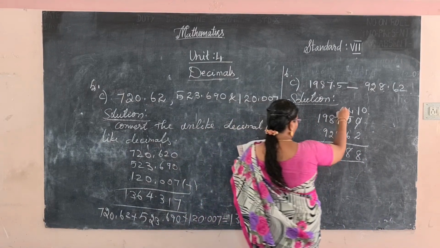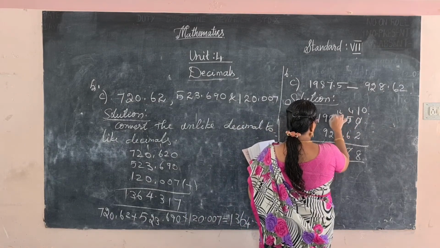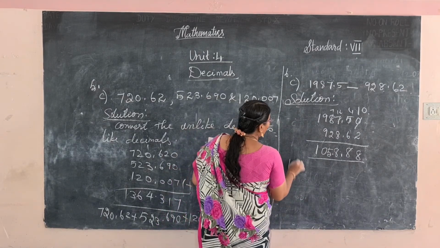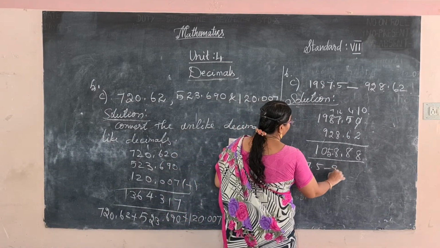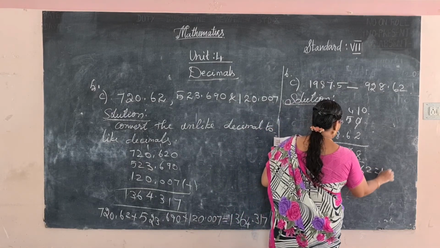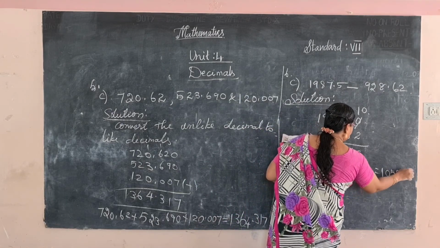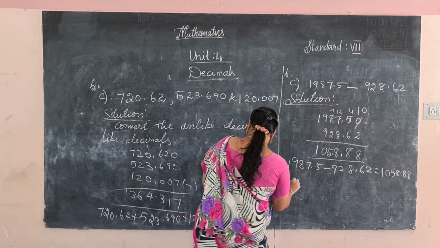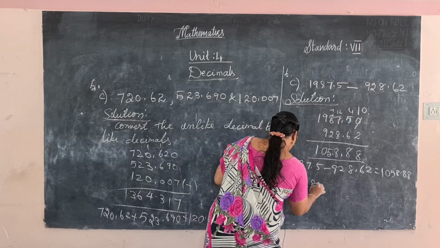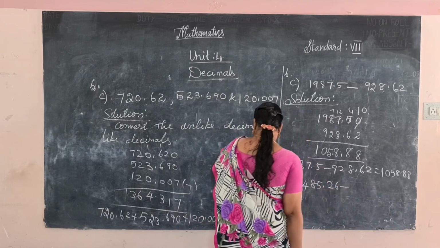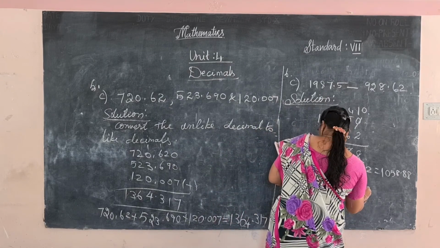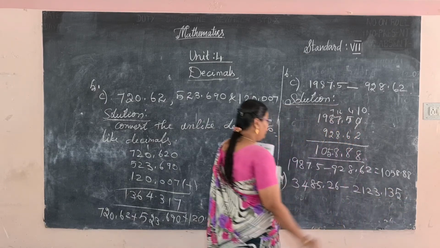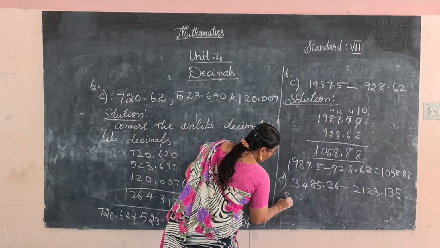You will write here like this. Okay, right. So the answer for this problem is equal to 1058.88. Now see the D problem. 3485.26, difference of 2123.135. See the solution.